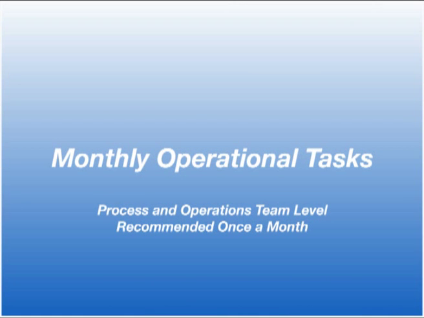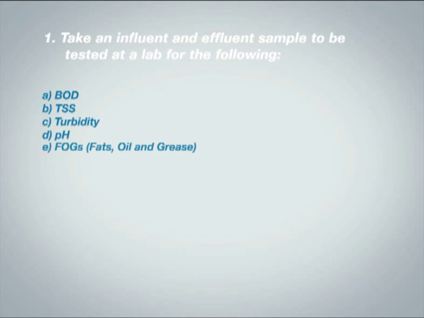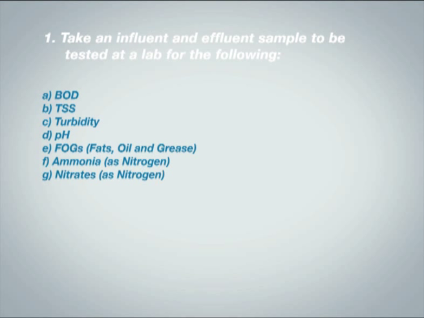Monthly operational tasks. Process and operations team level, recommended once a month. 1. Take an influent and effluent sample to be tested at a lab for the following: BOD, TSS, turbidity, pH, FOGs: fats, oil, and grease, ammonia as nitrogen, nitrates as nitrogen, total coliforms, chlorine residual.